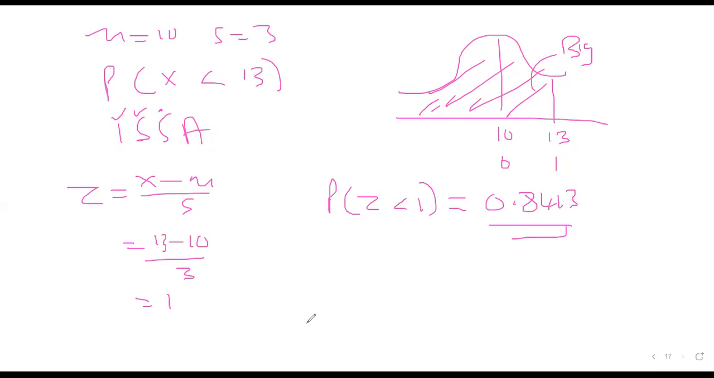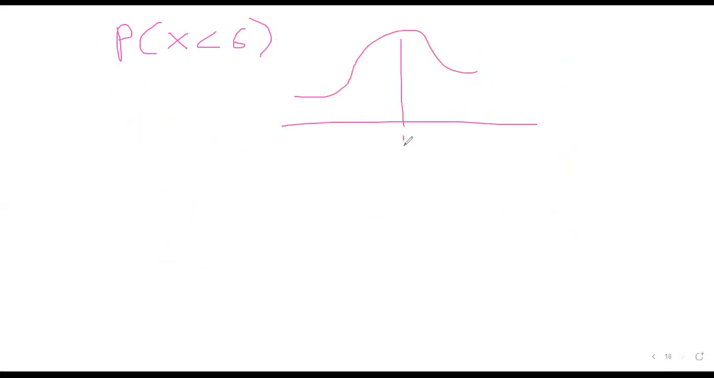84%. Now suppose we are told to find the probability of X less than 6. Okay, now there's a small problem. 6 is on the left side of 10. We know that all numbers on the left side of the mean are negative. So we know this is 0. Where are we going to shade? This is less, so we're shading on the smaller side.